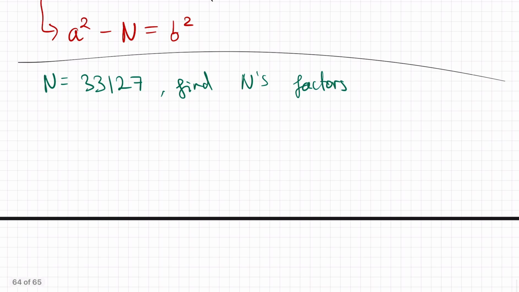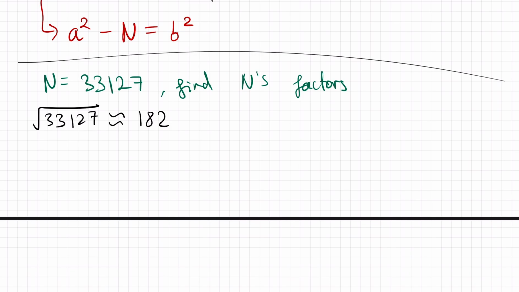So what we can do to get a starting point is we can just take the square root of n. So I'll take the square root of 33127, and that's going to give us about 182, just rounded. So this gives us a starting point. Now what we can do is we can just find numbers around this which satisfy this inequality.